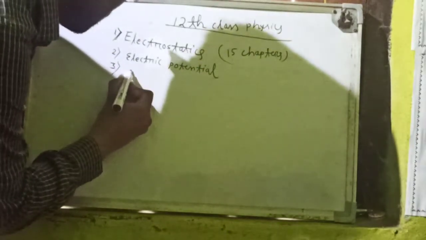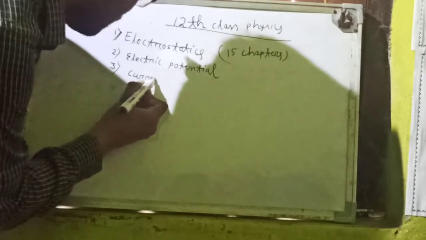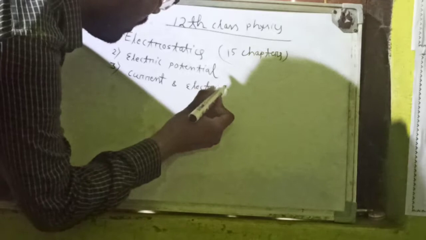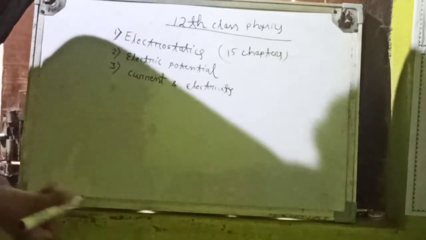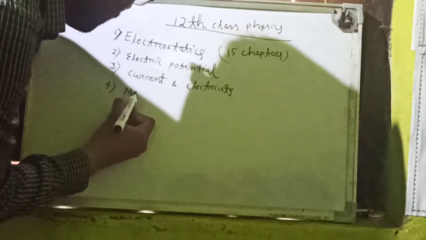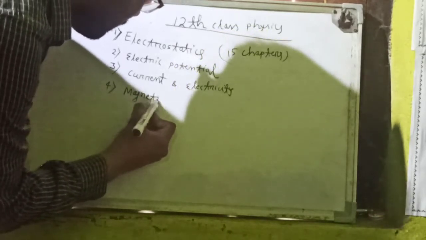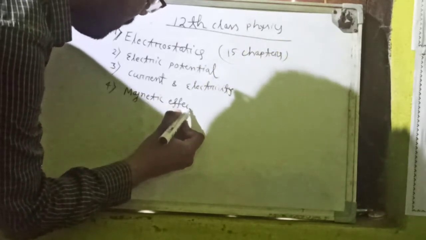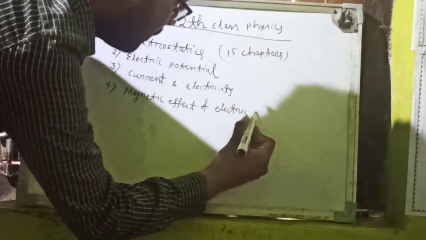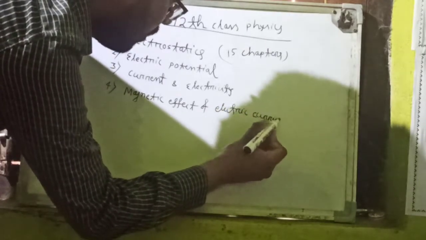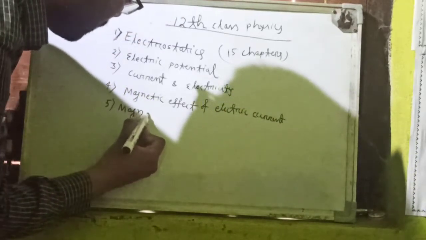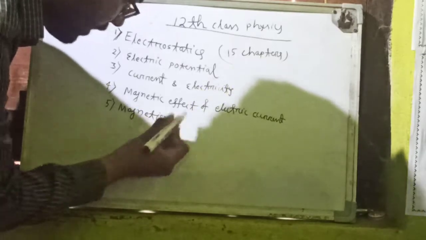In the third chapter, we will discuss current electricity, where we will study the behavior of charges when they are in motion. Then the magnetic effect of electric current. This is the fourth chapter. And in the fifth chapter, we will discuss magnetism.